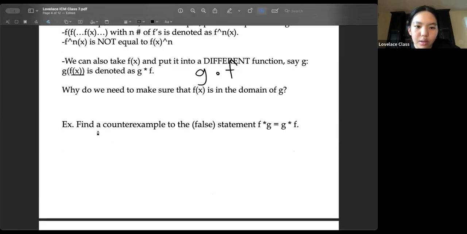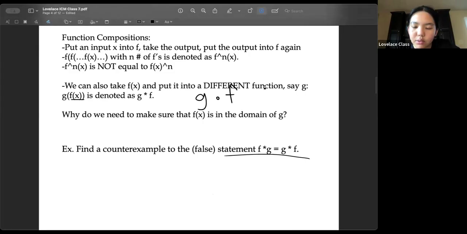All right, so find a counterexample to the statement that f of g of x is equal to g of f of x. Well, this is very simple, right? So if we have x is equal to... Okay, let me just write it.